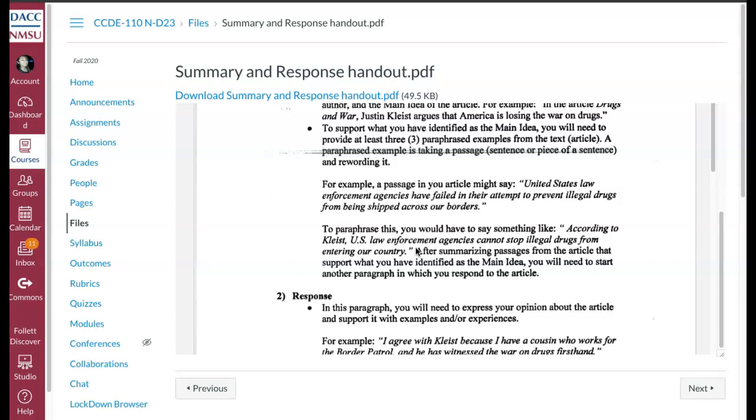So as you can see, I'm following up on it, I'm explaining it, but I am still staying true to what he's saying. I'm not changing his words around. I'm not adding my own opinion. I'm just simply saying that this is why he believes they're losing the war on drugs, because they can't stop illegal drugs from being shipped or entering our borders. So again, there's a way of explaining it and interpreting it without putting yourself into it, which is something that you want to avoid in your summary. Remember, the summary is just about the author.